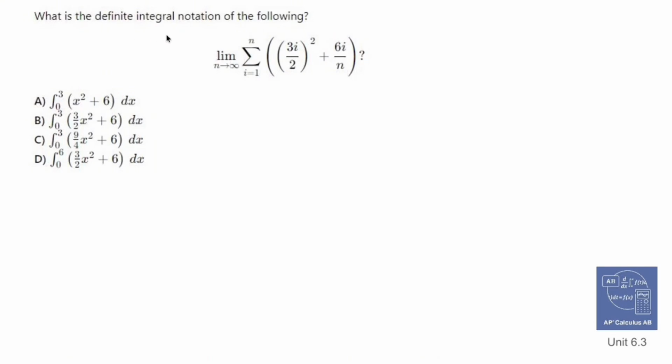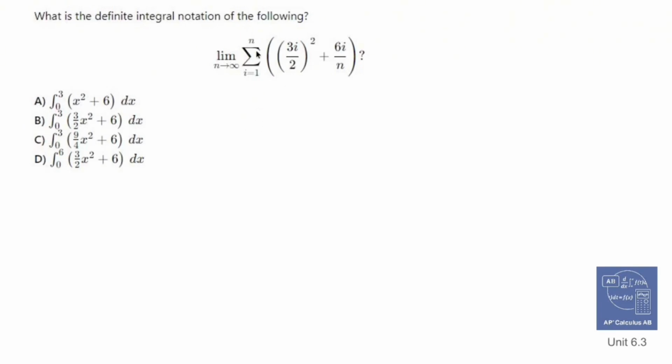What is the definite integral notation of the following? You have sigma notation with a limit as n approaches infinity. You start at 1, you end at n. All of this terrible stuff. All right, so this is what we've got going on. We've got ourselves a 3i over 2, all of it is going to be squared. You've got a 6i over n.